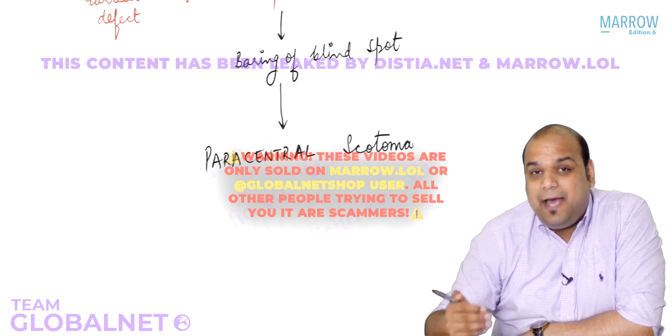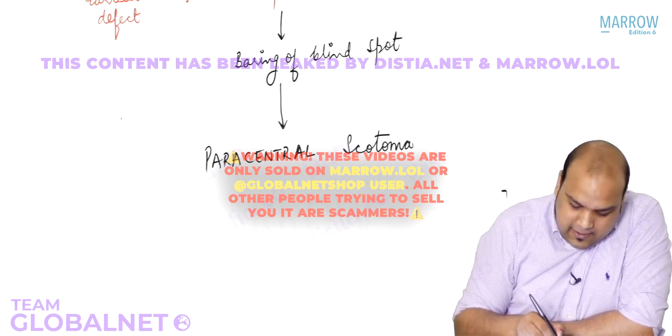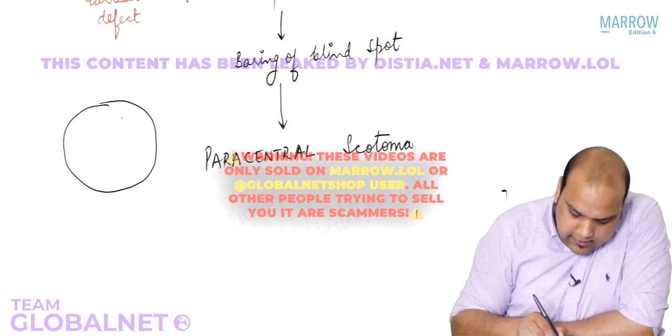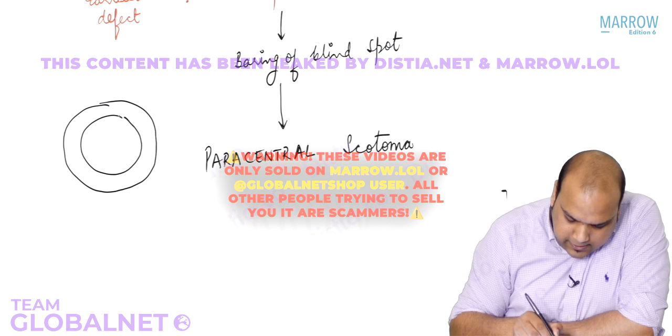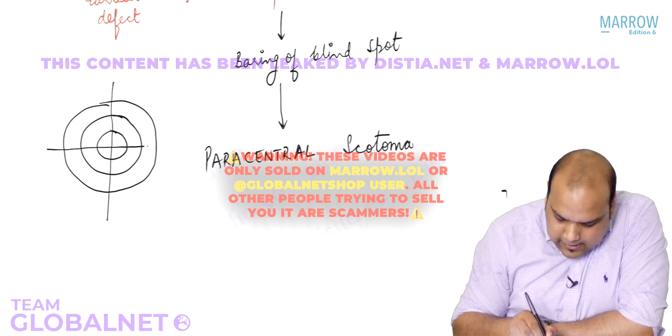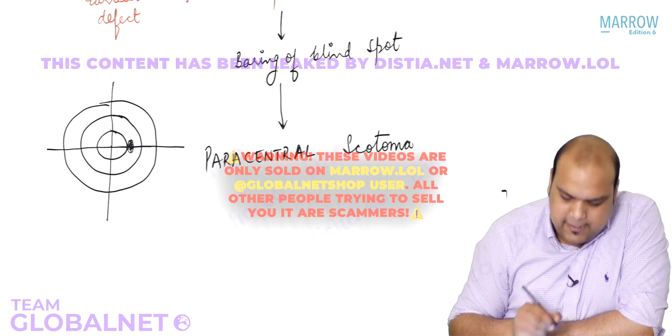Paracentral scotoma. Paracentral does not affect the center, around the center. Okay. So if I draw a simple diagram for you, 30 degree, 20 degree, 10 degree. If you remember, perimetry usually examines the central 30 degree only. This is my fovea. This is my blind spot.